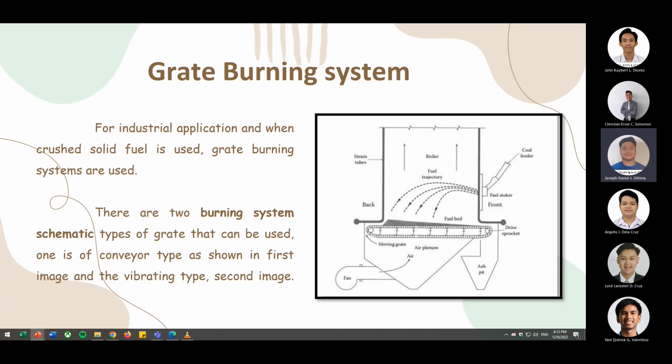Grate burning system. For industrial application and when crushed solid fuel is used, grate burning systems are used. There are two schematic types of grate that can be used. One is a conveyor type as shown in the first image, and the vibrating type in the second image. In this burning system, the fuel is placed on a platform or grate, and the airflow is from below. The fuel falls through the grate with the aid of gravity or is spread when the fuel is flung across the grate. In grate burning systems, the ignition starts from the top of the fuel due to its exposure to the radiation of the boiler and propagates downward in the bed against the airflow.